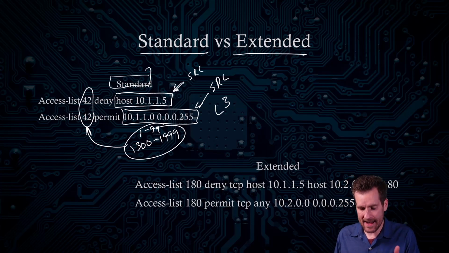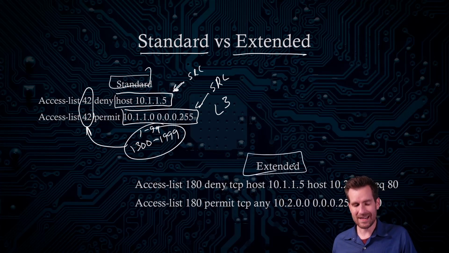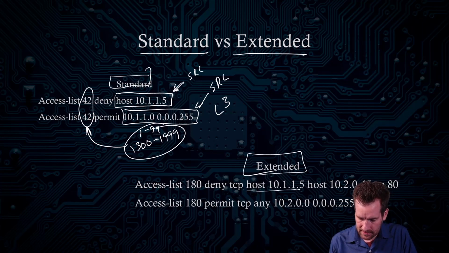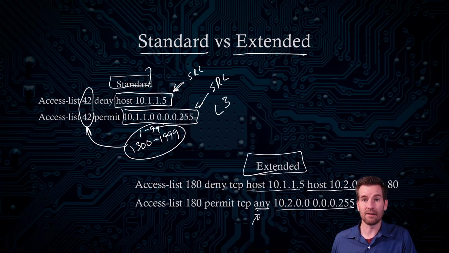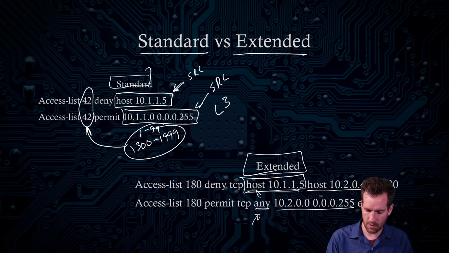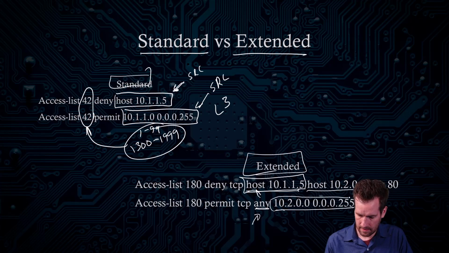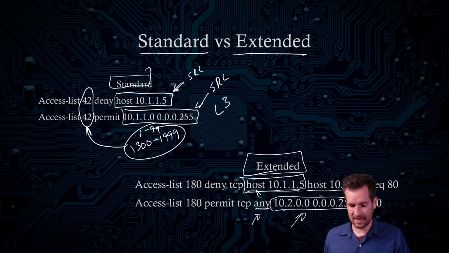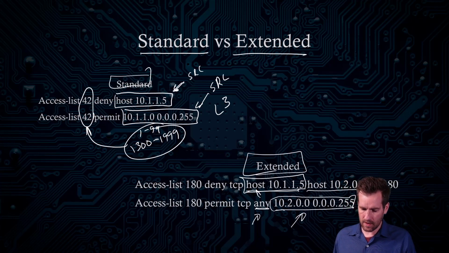All right, compare that now to an extended where we see both a source and a destination. And we see a source here and a destination. The any just means everything. So the host specifies a specific host, so we don't need to have the wildcard mask if we put a host in there. And then we see the destination here is a network that's right there. So that's one of the things that we see, we have both a source and a destination, and we also include the port that's being allowed.